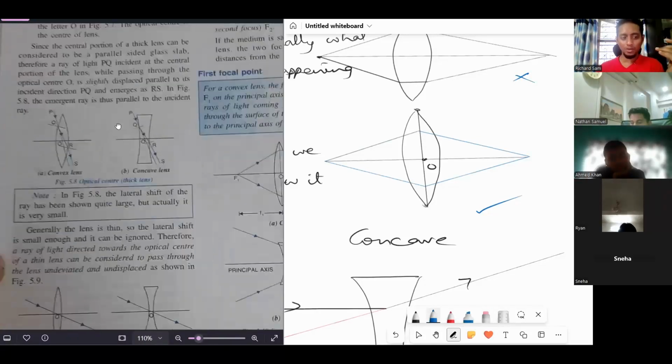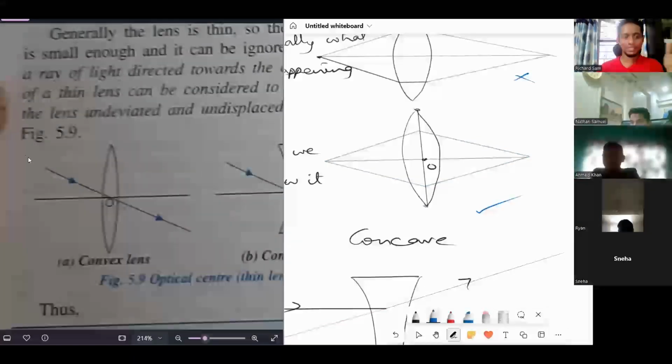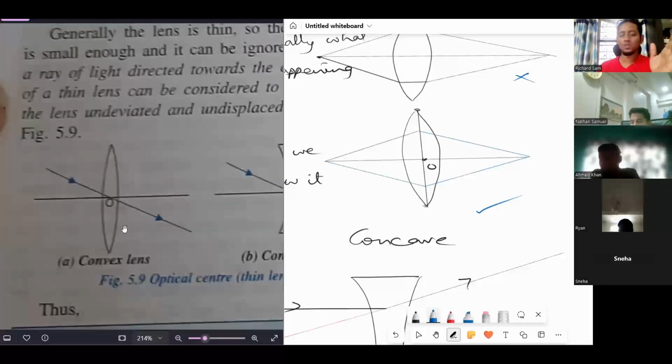For simplicity's sake, we just show it like this. We don't show the two deviations. Is that clear? Confusing or not? Is it clear?